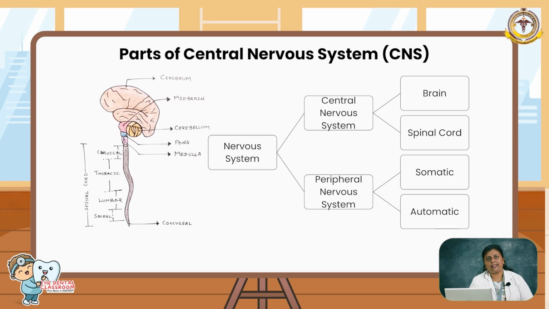Our body is mainly functioning with the help of the nervous system. This nervous system is divided into two main parts, that is the central nervous system and the peripheral nervous system. The central nervous system consists of the brain and spinal cord, and the peripheral nervous system is again divided into the somatic nervous system and the autonomic nervous system. But in this session we are going to concentrate more on the brain and spinal cord.